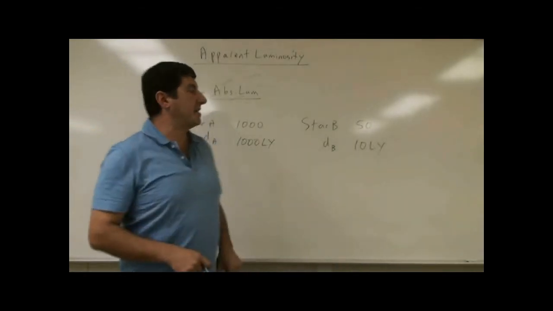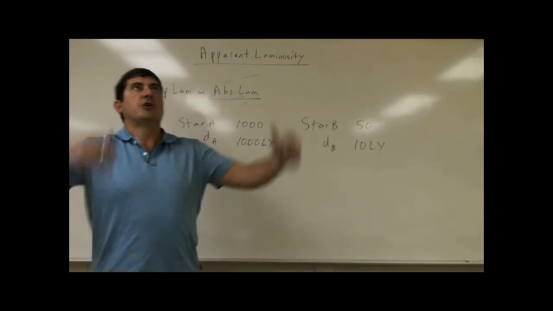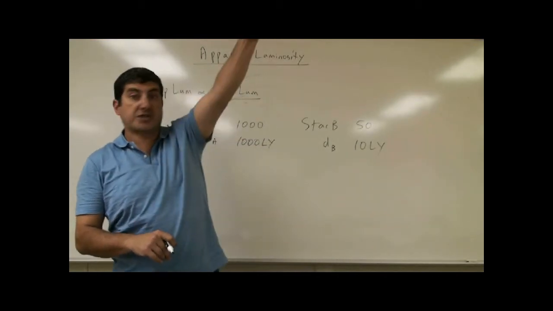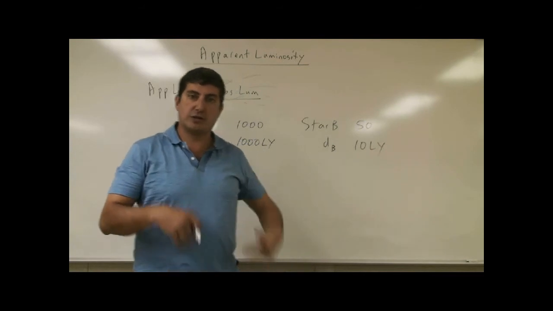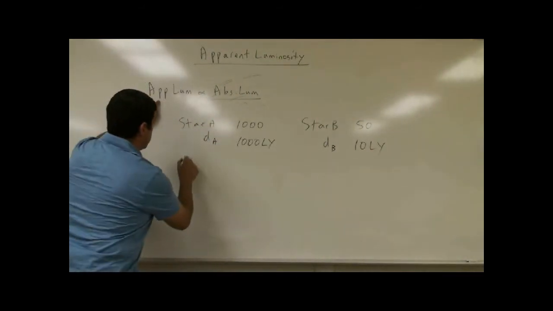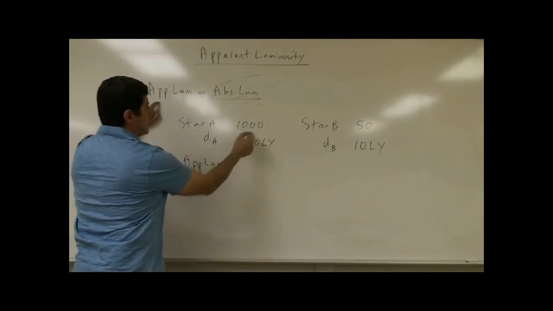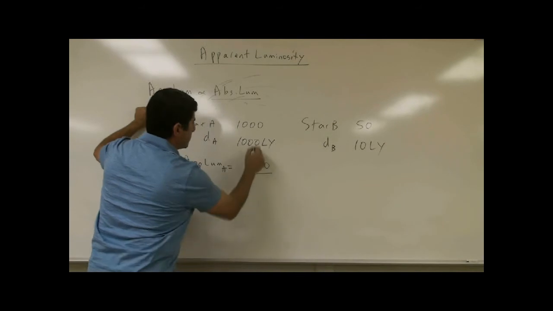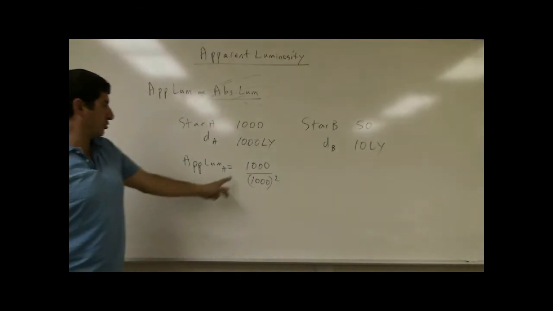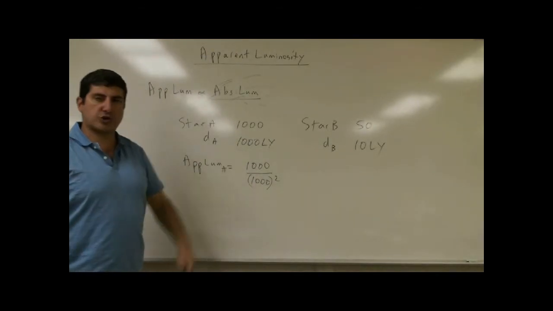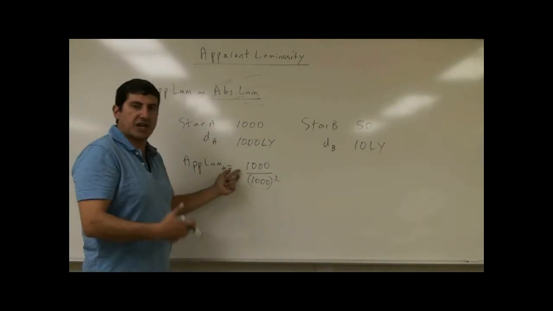If you go out at night and you are able to see both stars with your naked eye, which star will you say looks brighter? Star A or star B? So how do we calculate this? Well, we apply the same equation. The apparent luminosity of star A: its luminosity is 1,000 and its distance away from us is 1,000 squared. So its apparent luminosity is 1,000 over 1,000 squared. It's not actually equal to, it's proportional to that, but for our sake we can just say equals.